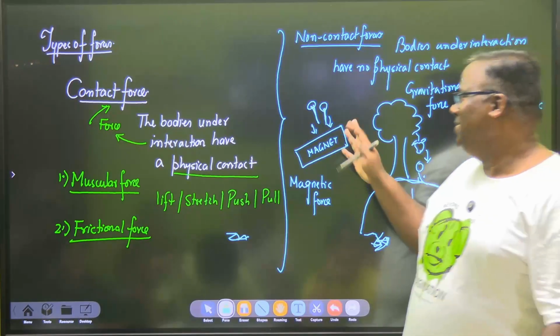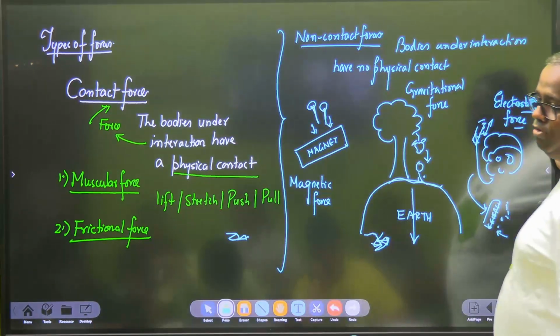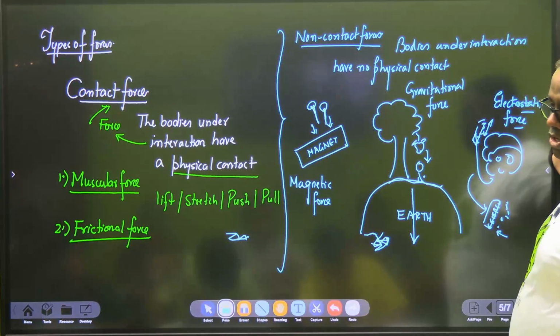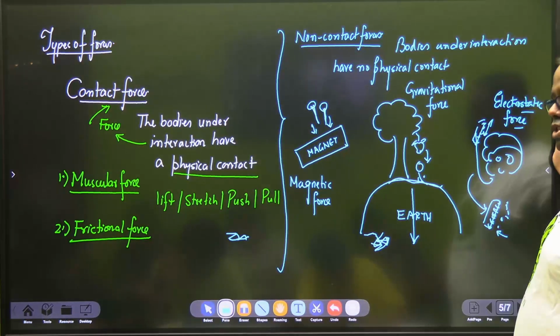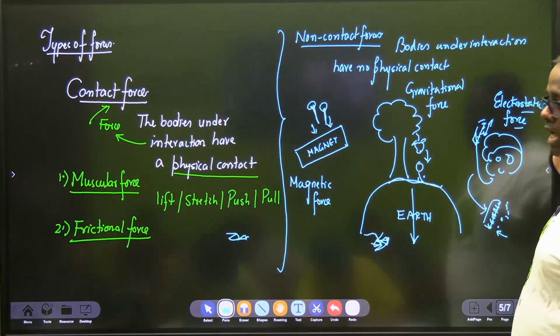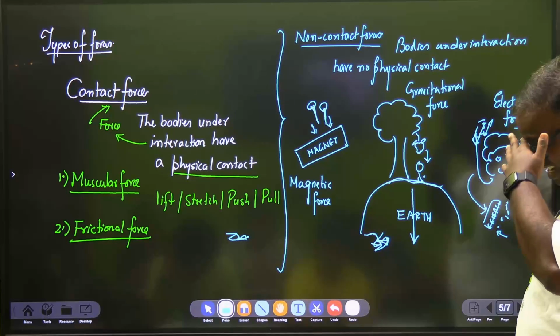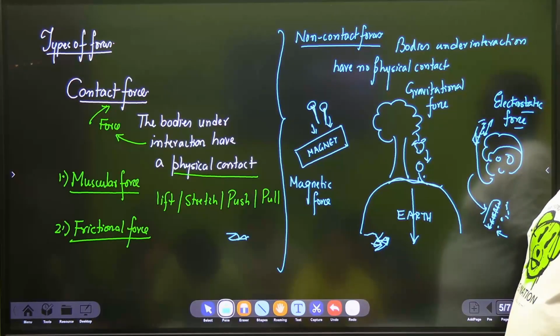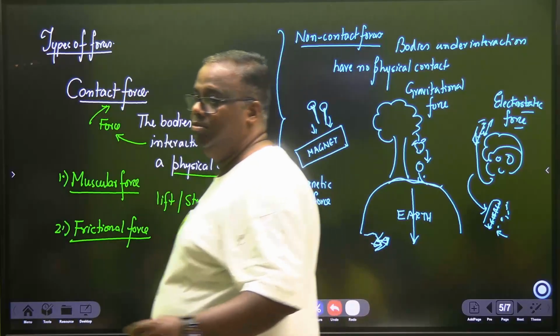So the force experienced by an object, or force exerted on an object, when in the presence of a gravitational field is called gravitational force. And the force exerted between two charged particles is called electrostatic force. Force is exerted between the comb, which is also charged, and so are the pieces of paper.